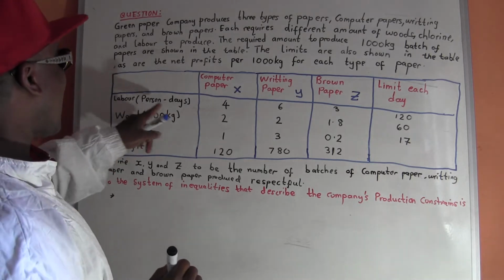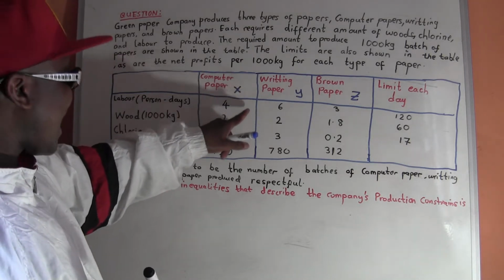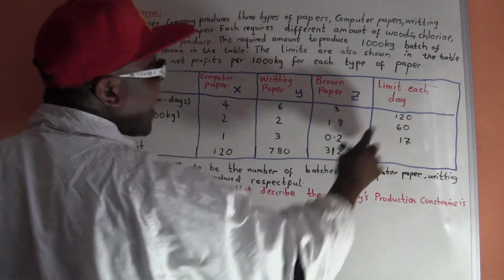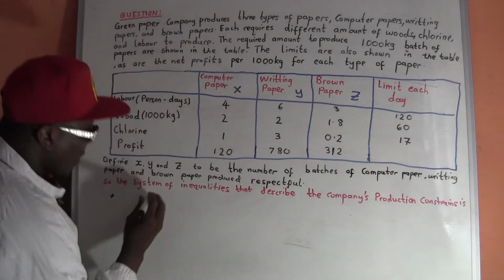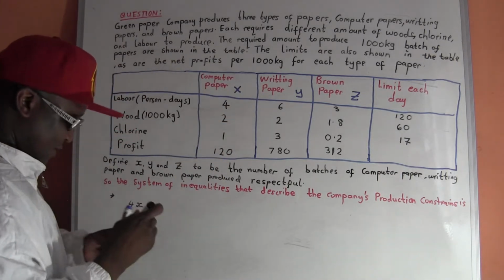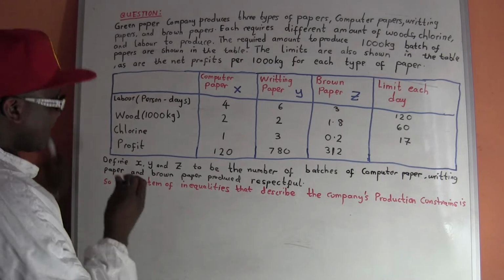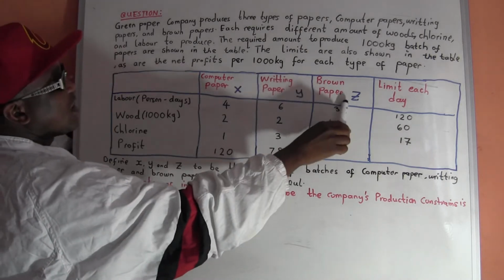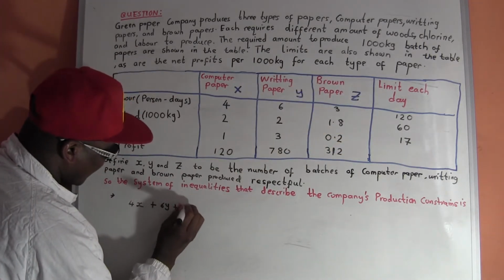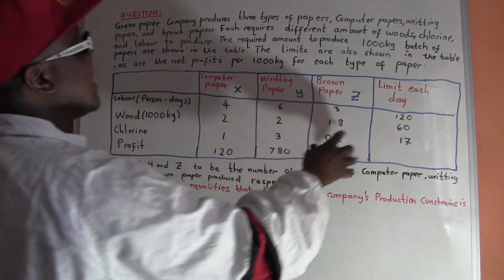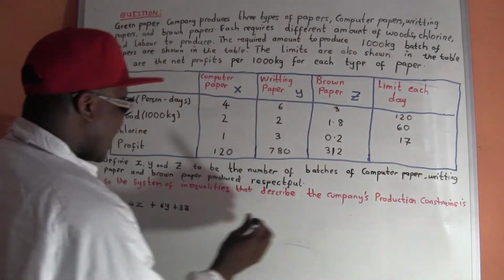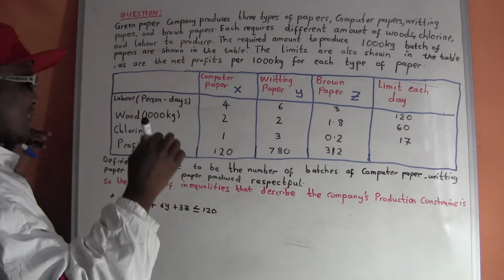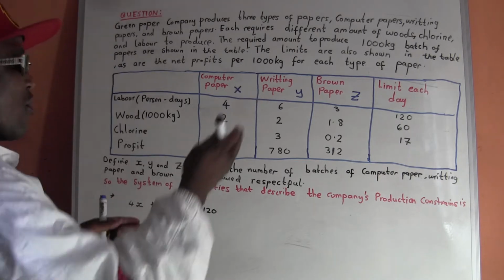So now look, I'm going to say 4 times X plus 6Y plus 3Z, but it must be less than or equal to 120. It can't be more than 120. So the system is 4x plus 6y plus 3z. Remember, all of them together cannot go more than 120, so all these must be less than or equal to 120. They can either be exactly 120 or less.